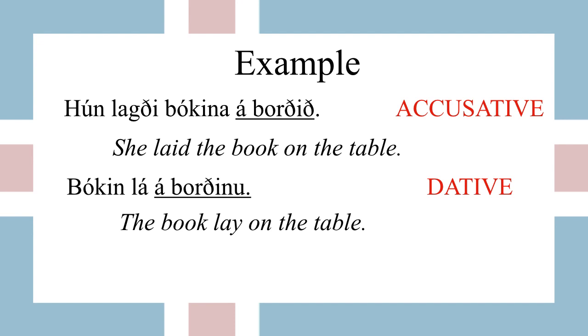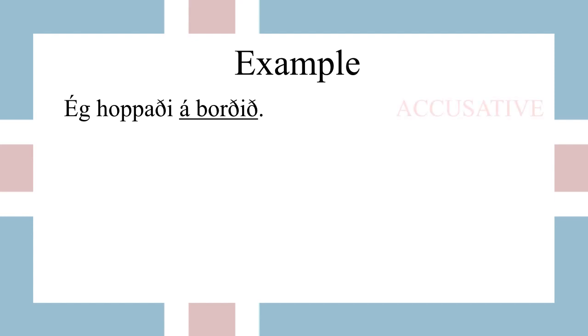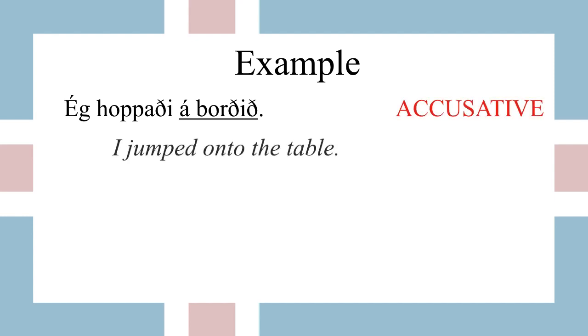So the important concept here is to look at your verb and decide whether it's expressing that something was outside and is now in, or was off and is now on, and whether that has changed. Check out these two examples to really illustrate the point. Ég hoppaði á borðið. This is the accusative form. This means I jumped onto the table. I wasn't on the table before, perhaps I was on the floor, and I jumped onto the table.